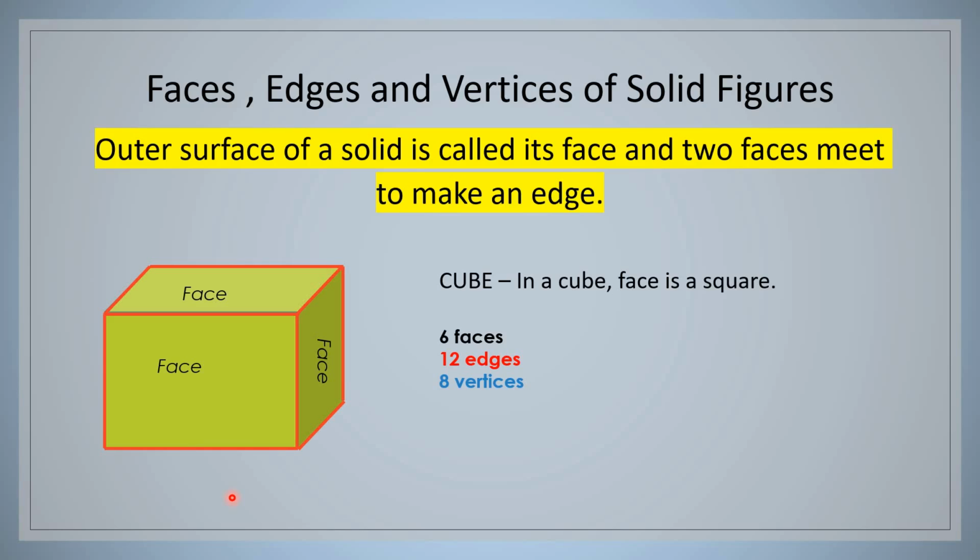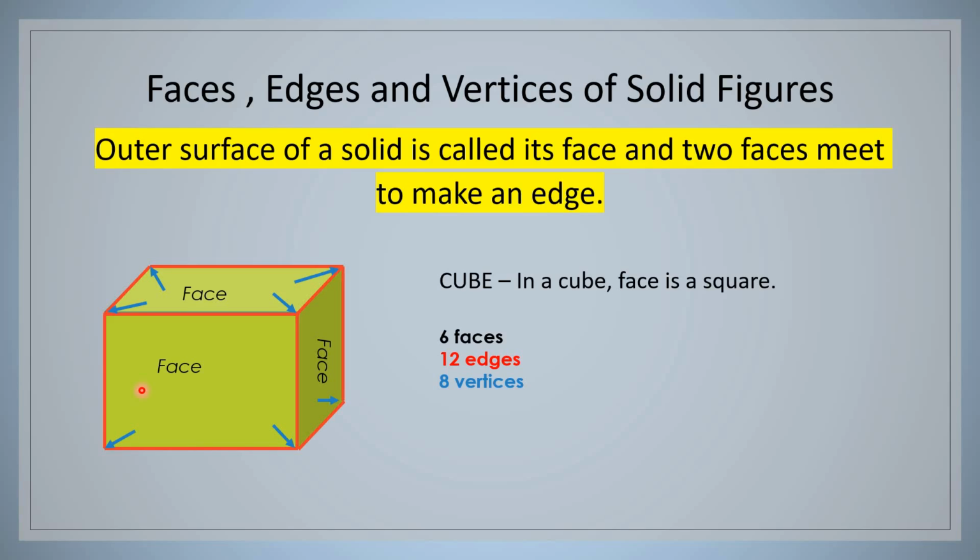Now the third thing is the vertices. Now what are the vertices? The points here where two edges meet are known as vertices. So you can see there are total 8 vertices in a cube. 1, 2, 3, 4, 5, 6, 7, and the 8th one is the behind one. So there are total 8 vertices in a cube.